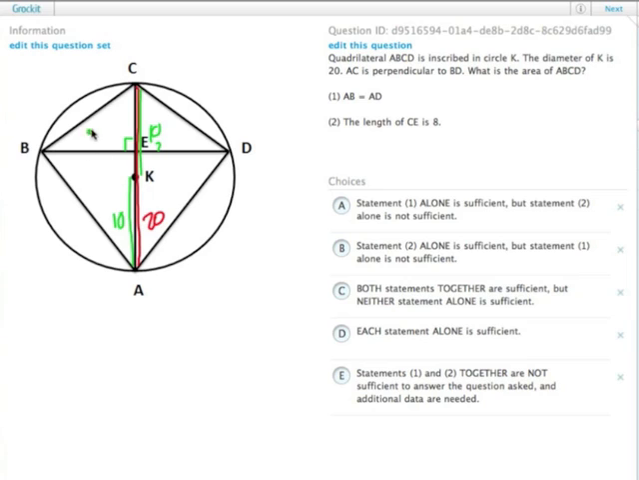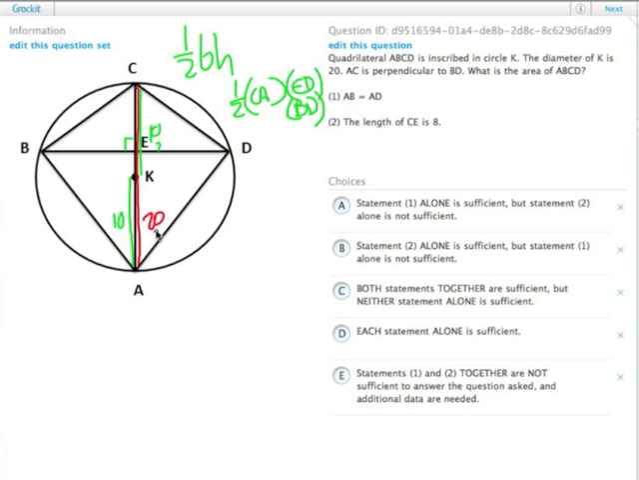Again, to determine the area of ABCD, basically we could, if we could find the area of each of these triangles, which is 1/2 the base times the height, or 1/2 the base, which is CA, times the height, which will be ED and BD, the sum of those two triangles' areas will be the area of the quadrilateral. So if we can get that, we're set. Anyway, let's take a look at those statements.